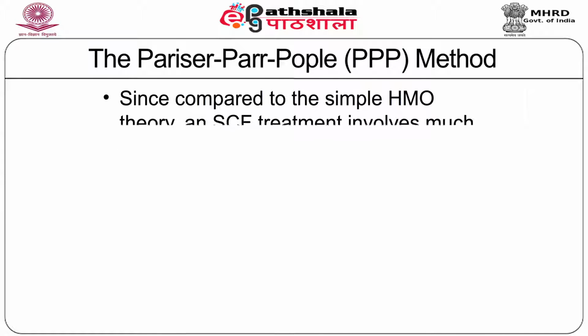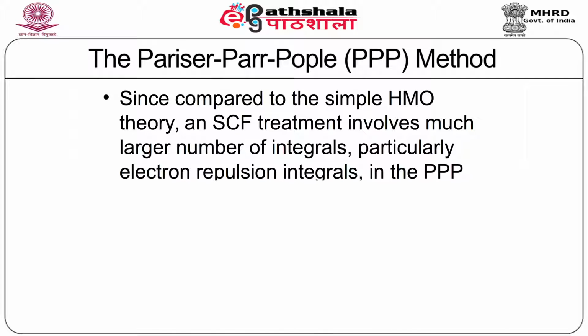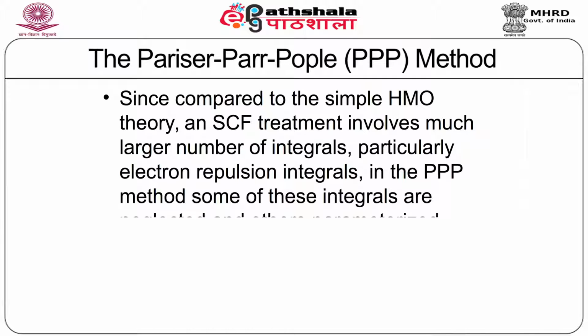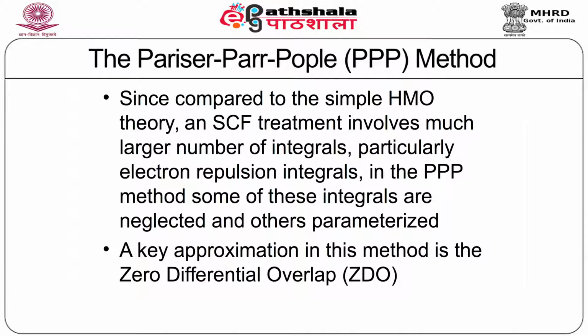Since, compared to the simple Huckel molecular orbital theory, an SCF treatment involves a much larger number of integrals, particularly electron repulsion integrals, in the PPP method, some of these integrals are neglected and others parameterized. A key approximation in this method is the zero differential overlap or the ZDO approximation.